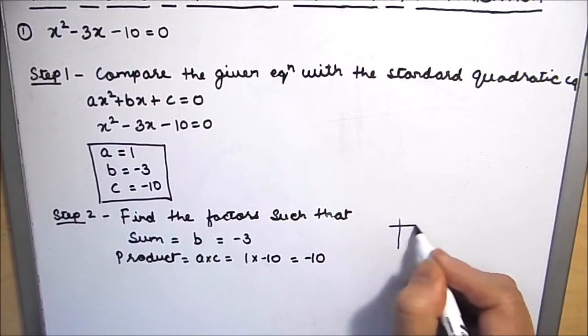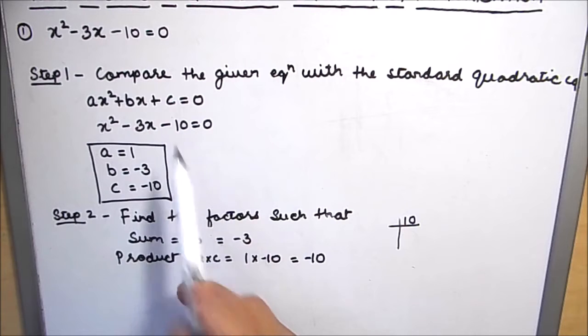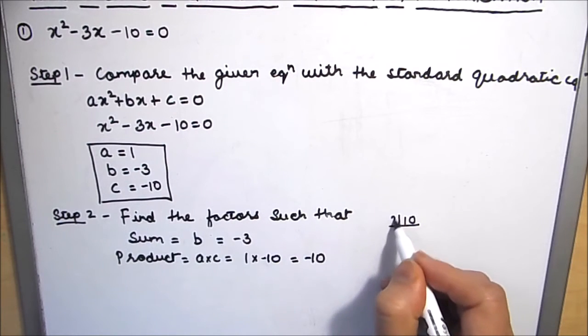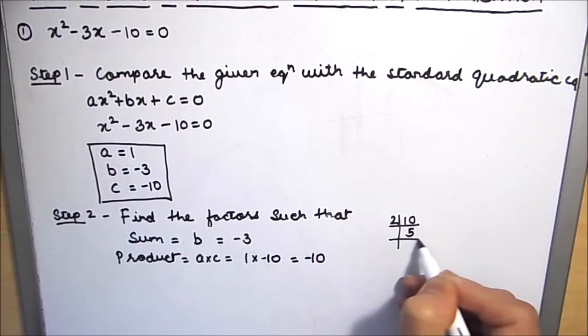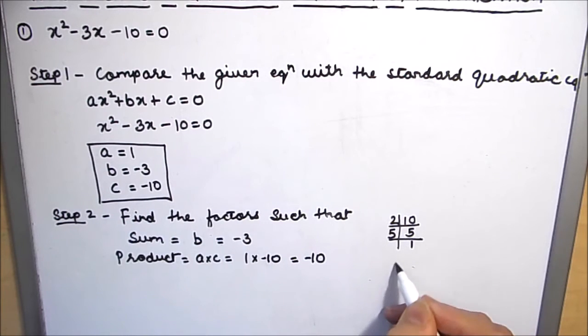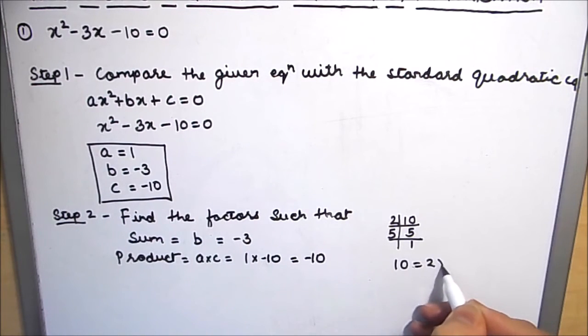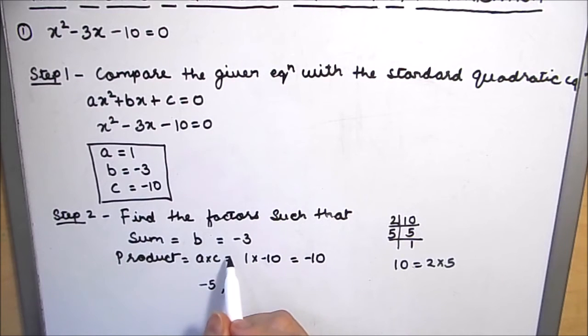You just need to find the factors of 10. If you factorize 10, we get 2 times 5 and 5 times 1. The two factors of 10 are 2 and 5, and their product is 10, and with proper signs, 5 minus 2 is 3. So our two numbers are 2 and 5. As we need the sum as minus 3, we will take 5 as minus 5 and 2 as 2. So their product is minus 10 and their sum is minus 3.